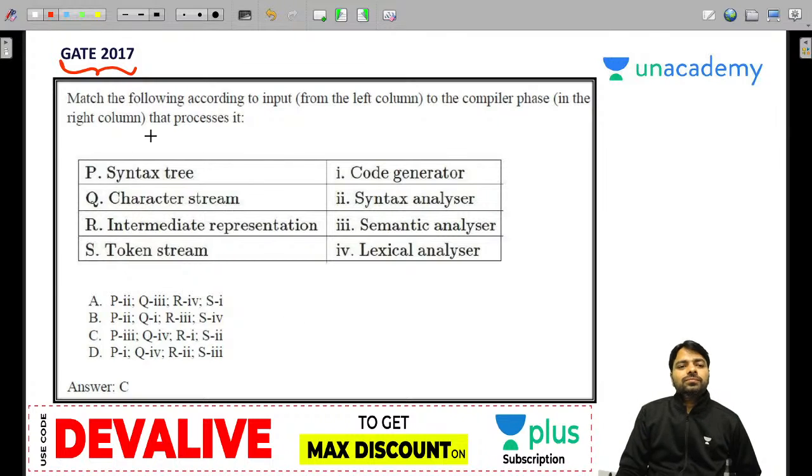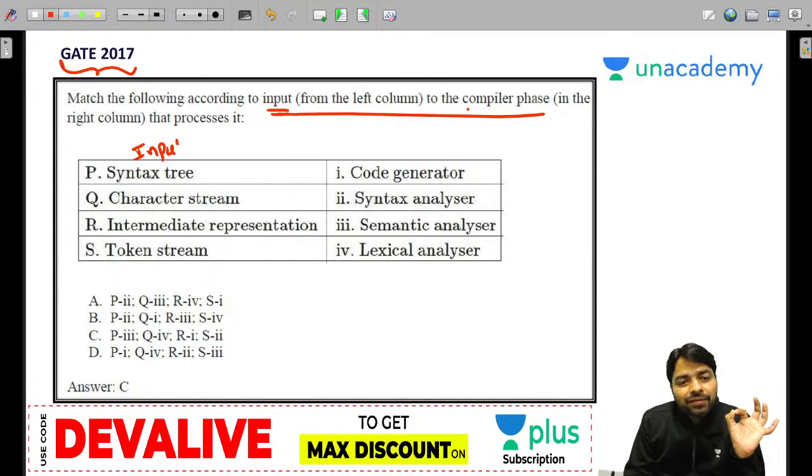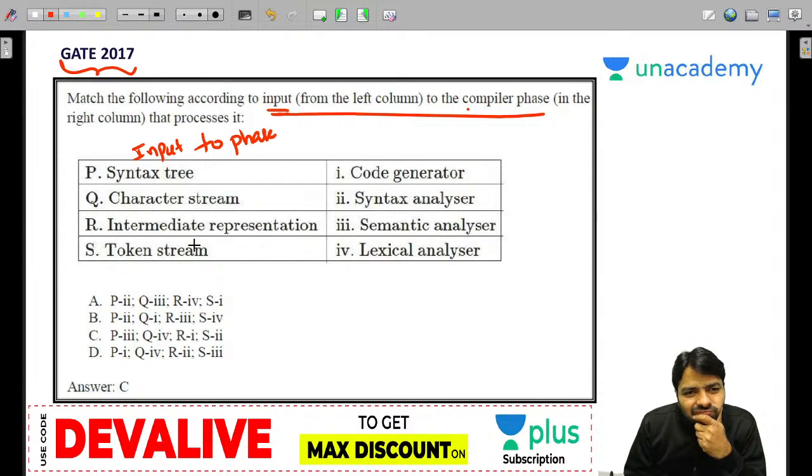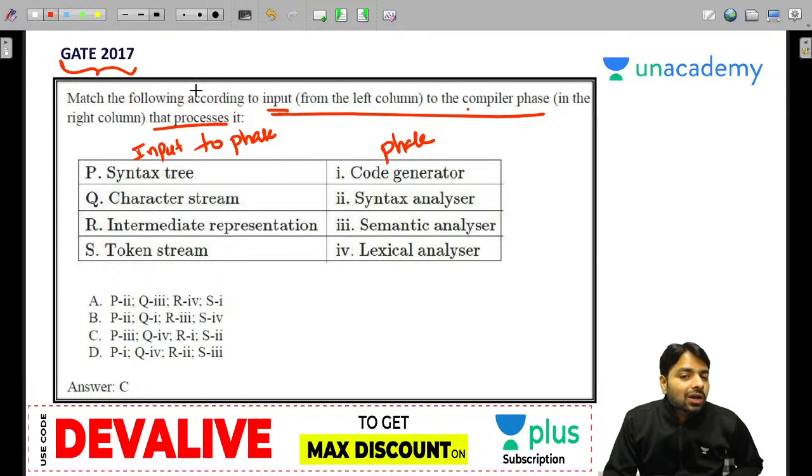2017, match the following input to the compiler phase. So this is input to the compiler phase, input to phase, remember that. Okay, input to the phase, this is the phase that processes it. Right column is the phase and left column is the input to the phase. Now syntax tree is an input to whom? Syntax tree is an input to whom?